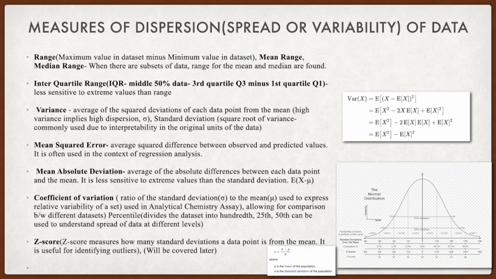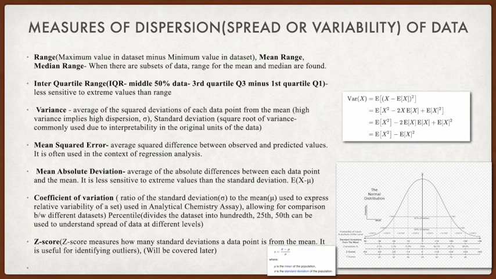Coefficient of variation is the ratio of the standard deviation sigma to the mean mu, used to express the relative variability of a data set. It is used in many places, for example in analytical chemistry, allowing comparison between different data sets. Percentile divides the data set into 100 parts; the 25th and 50th percentiles can be used to understand the spread of data at different levels. Z score measures how many standard deviations a data point is from the mean. So Z is equal to (x minus mu) divided by sigma. It is useful for identifying outliers.